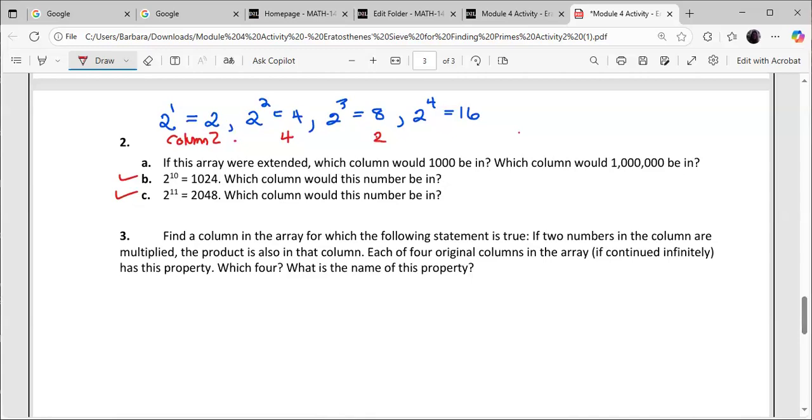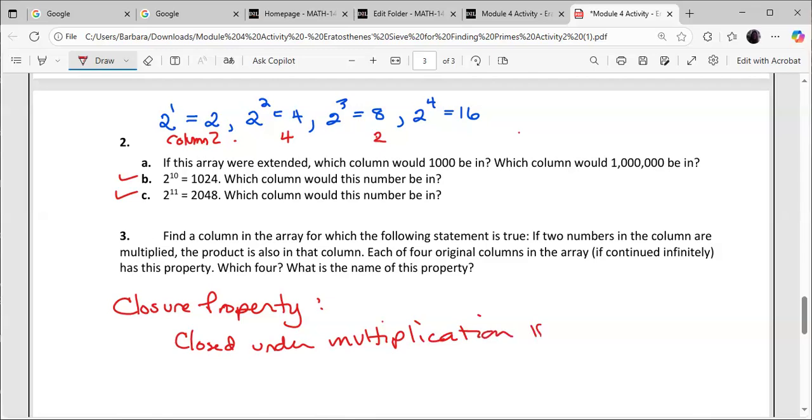Number 3 says: find a column in the array for which the following statement is true. If two numbers in the column are multiplied, the product is also in that column. This is talking about the closure property. It's stating that if two numbers are in the column, their product is also in the column. That means it's closed under multiplication.